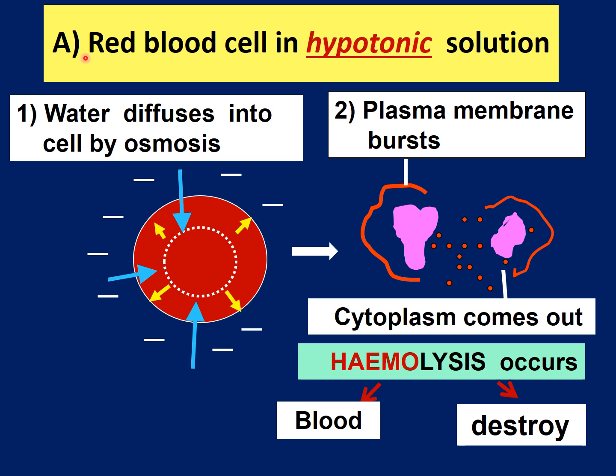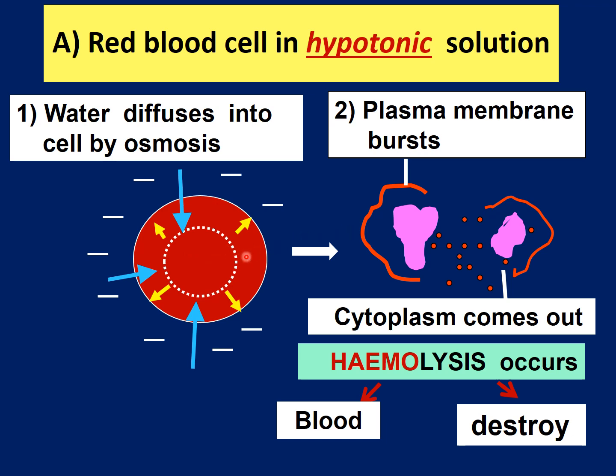Firstly, we must mention that the distilled water is hypotonic compared to the cytoplasmic fluid in the red blood cell. Distilled water is hypotonic compared to the cytoplasmic fluid in the red blood cell. Secondly, mention what happened to the water. What happens to water? Water diffuses into the cell by osmosis. Into the cell, osmosis. These are the keywords. Thirdly, explain what happens to the red blood cell.